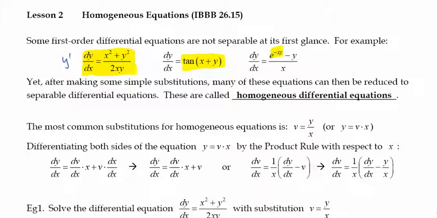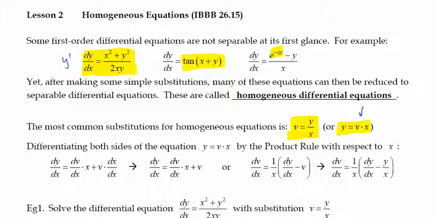The most common substitution for homogeneous equations is y equals v times x. On the IB exam, this is the most common substitution for homogeneous equations. If you need other substitutions for your homogeneous equations, they will tell you what substitution to use. Otherwise, you will always be using this substitution here.